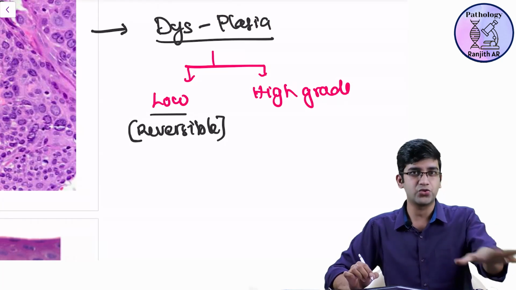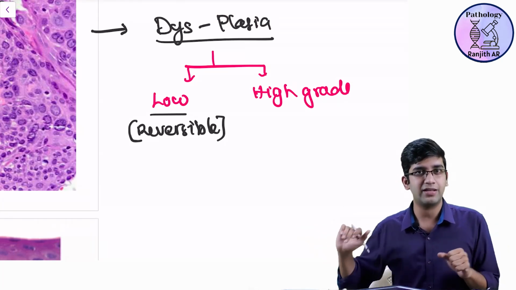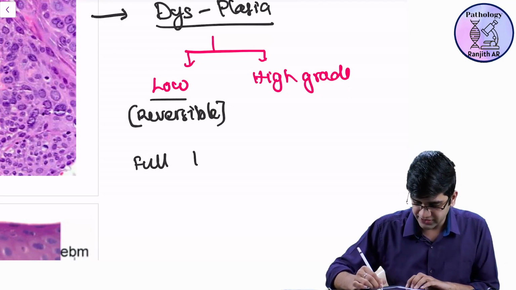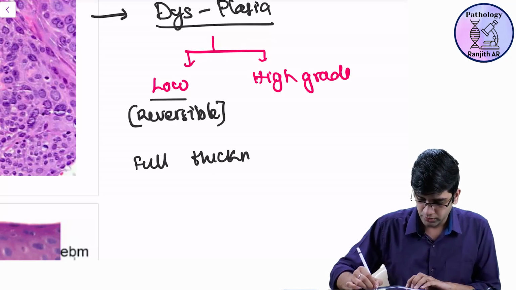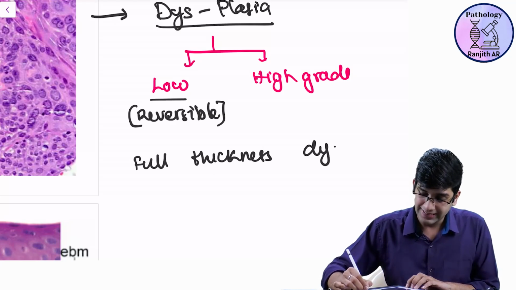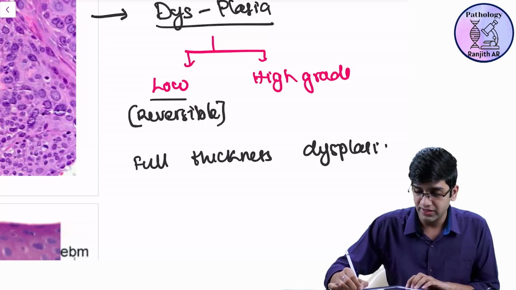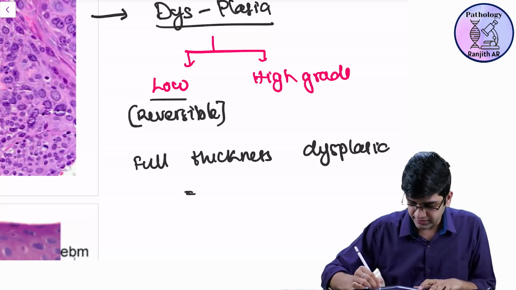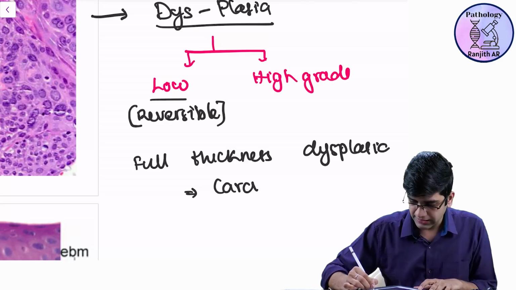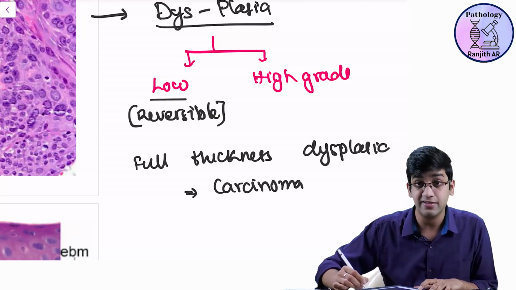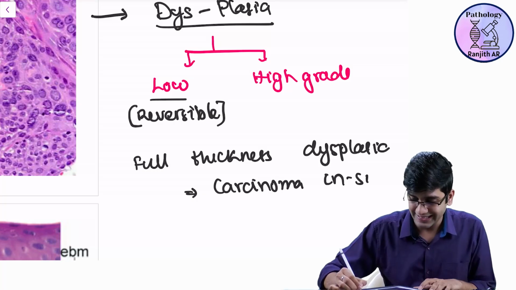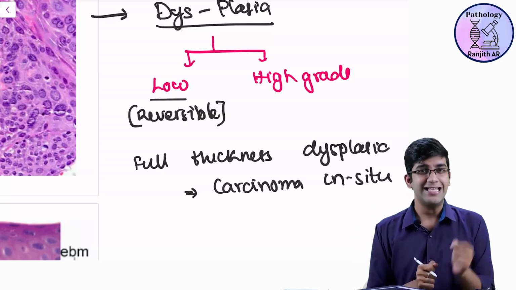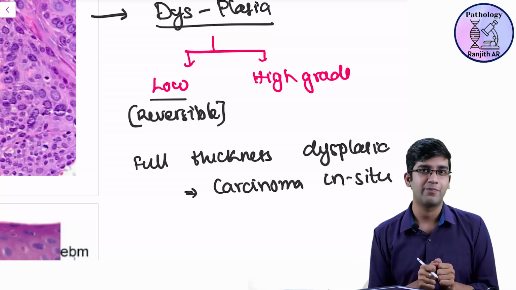Since we are dealing with squamous epithelium, skin, I'm just going with that, right? Then I have a full thickness dysplasia. The entire thickness of the squamous epithelium, all the stratified layers have become dysplastic. Full thickness dysplasia. I'm going to call this in one more name called as carcinoma. I'm not calling it cancer yet. In situ, inside. I'm having a carcinoma inside the epithelium. Still, I'm not calling it cancer.